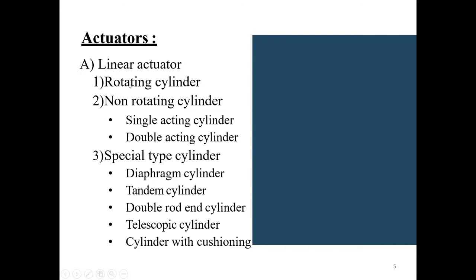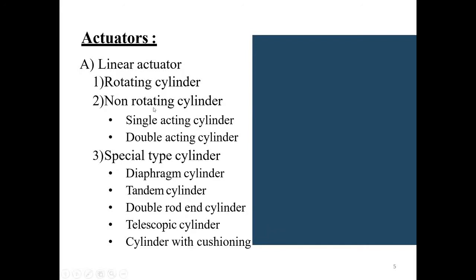Don't be misled by the name "rotating" cylinder. It is a linear actuator, meaning its cylinder is only rotating but it produces linear motion. If linear motion is produced by the actuator, then it is called a linear actuator. And if it is producing rotary motion, then we name it a rotary actuator. Here rotating cylinder means the cylinder is only rotating but it produces linear motion. That's why we call it a rotating cylinder linear actuator.